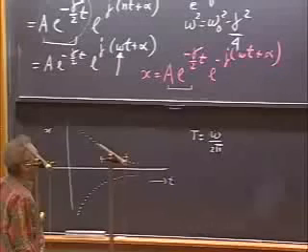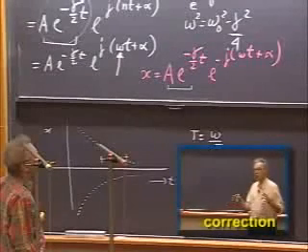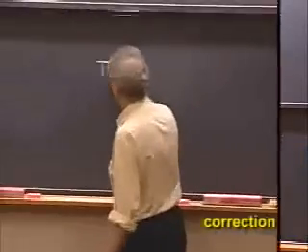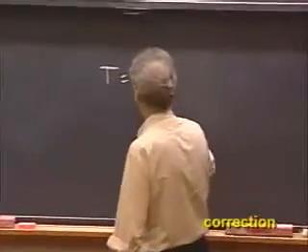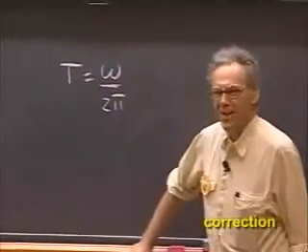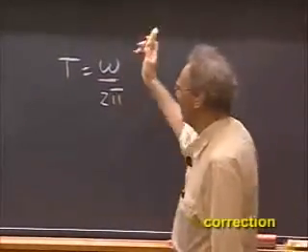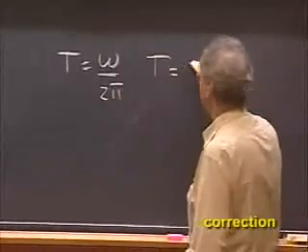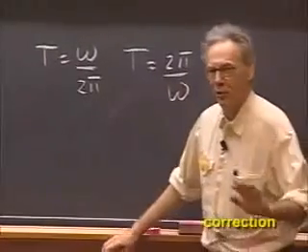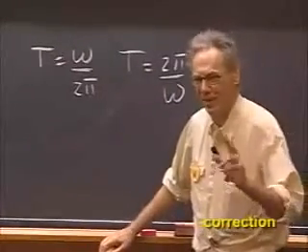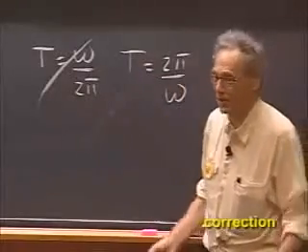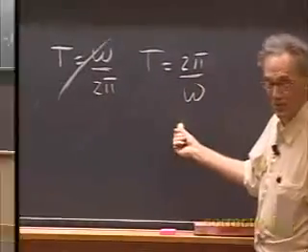Oops. How could I? Look what I wrote. I wrote T equals omega divided by 2 pi. It was not my day. Clearly, it should have been T equals 2 pi divided by omega. Now, fortunately for me, very shortly afterwards, I erased this from the blackboard, so you won't see it for very long. In any case, this is what it should be.